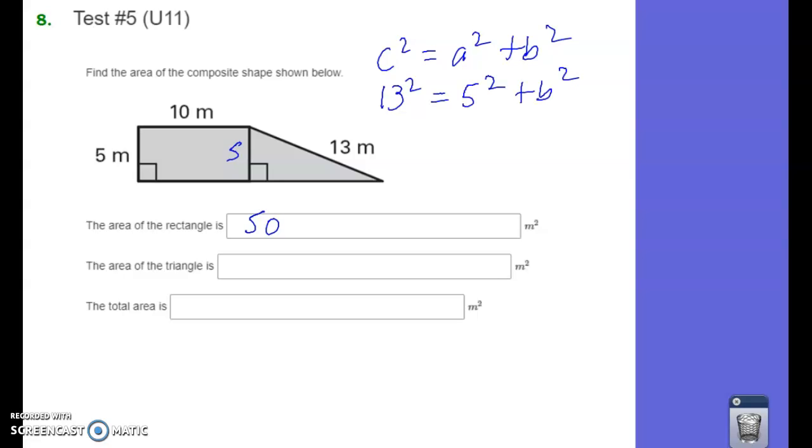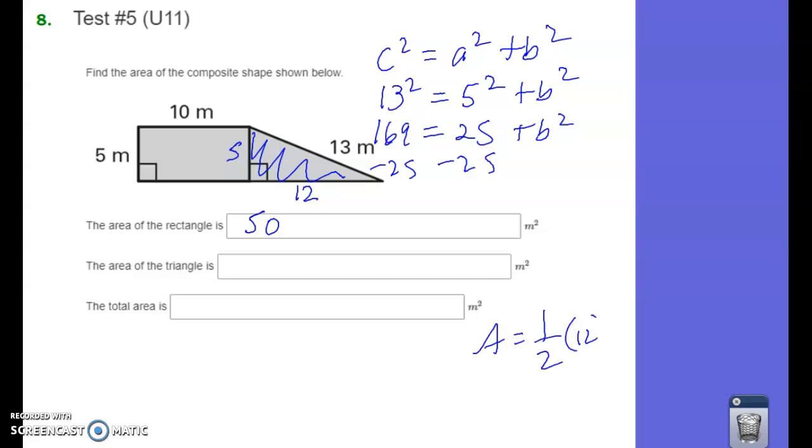Okay, so this is 169 equals 25 plus b squared. When you subtract 25 from both sides, you end up getting 144. The square root of that is 12. So that length is 12. Well, now that we have that, we can find the area of this triangle, because it's just area equals 1/2 the base times the height. So 12 times 5 is 60, and half of that is 30. So the area of the triangle is 30, so the total area is 30 plus 50, and that's 80 meters squared. And that is all, folks. Peace out.